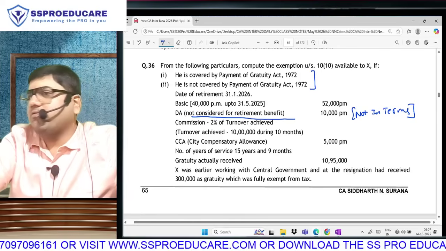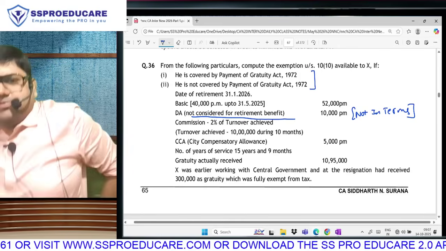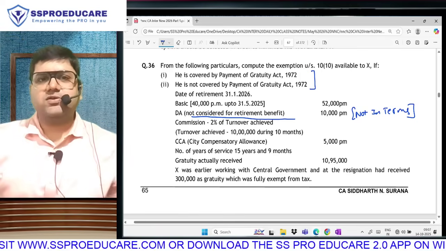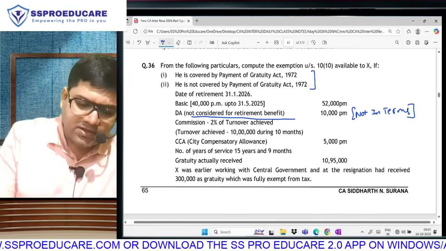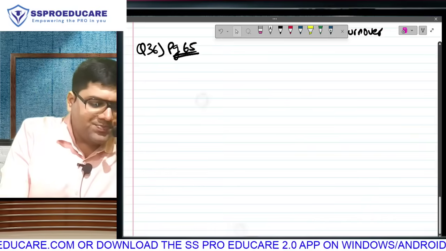Okay, meaning earlier he was a government employee, whatever lump sum he must have received at that time, in any case it is fully exempt only, no? So he has taken that exemption which he was eligible for once upon a time when he was a government employee. They are asking you to compute the exemption under section 10(10). How are you going to present the answer?